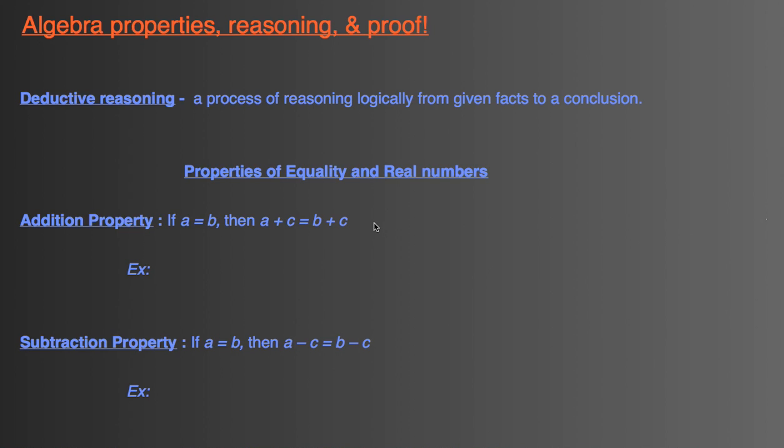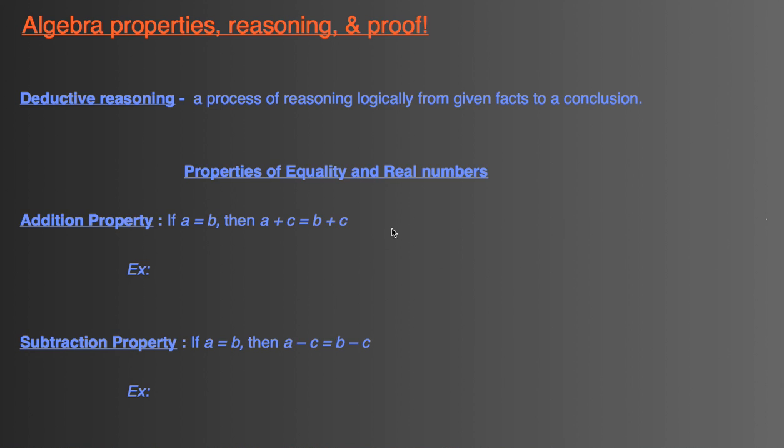Alright, in this lesson we are going to be talking about algebra properties, so linking those to what we're doing with reasoning and using our deductive reasoning with those properties to write our first proof. So let's get started. Deductive reasoning, we talked about this before, is a process of reasoning logically from given facts to a conclusion.